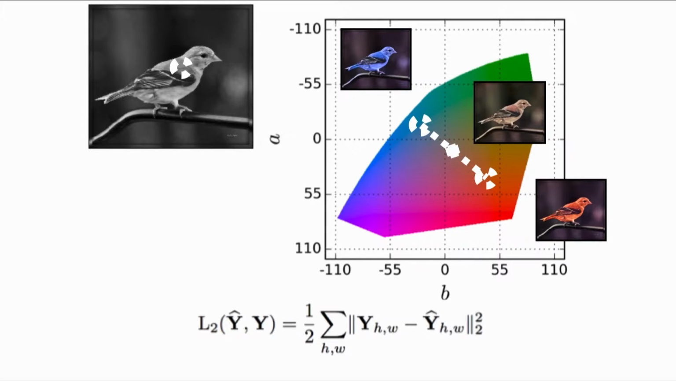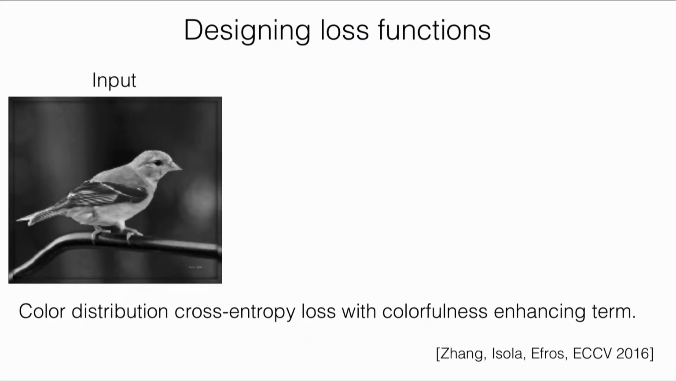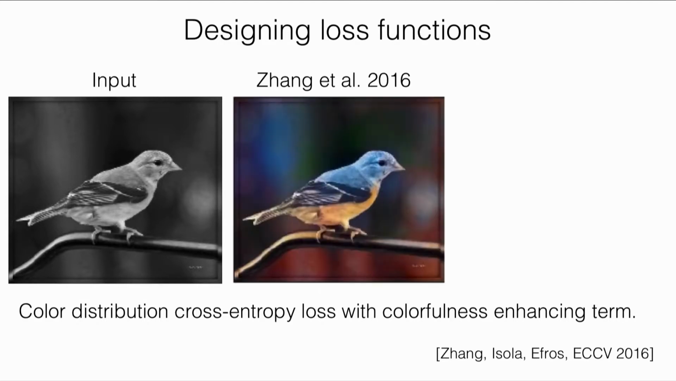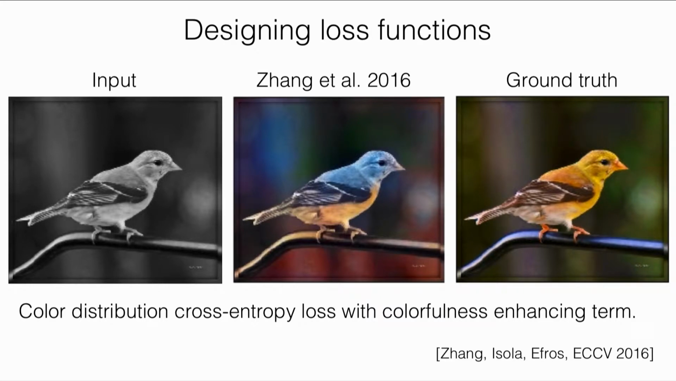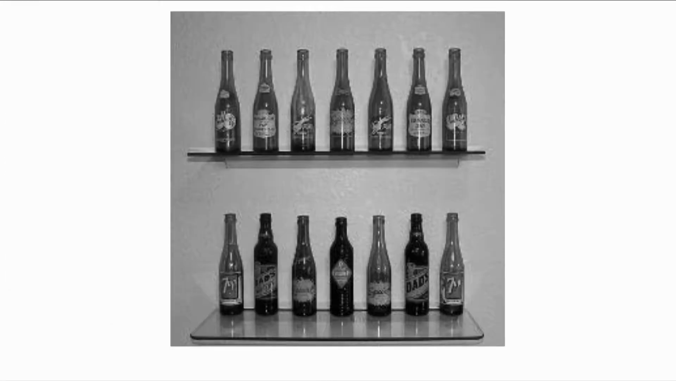So this is not the right loss function. Instead, we had to work hard and figure out that we can maybe make it a classification and boost, enhance the rare colors, and then we get something that is different from the ground truth, but also nice and colorful. But sometimes when you try to make something more colorful, you overshoot. You write your loss function by hand, and you get something like this, which is just too much.